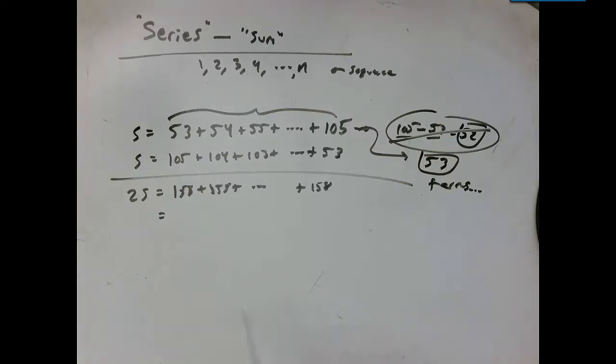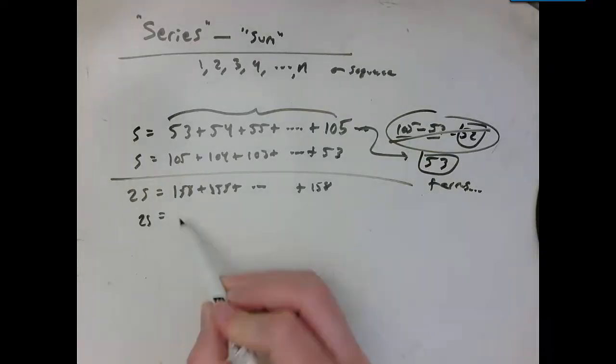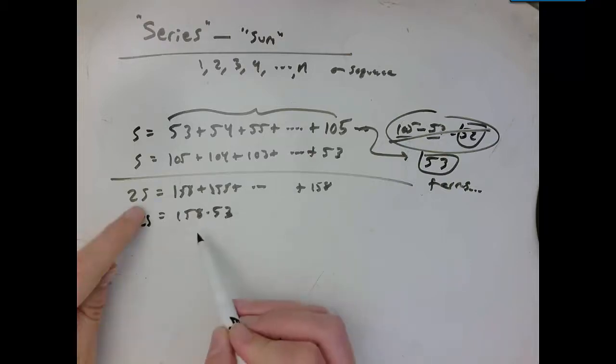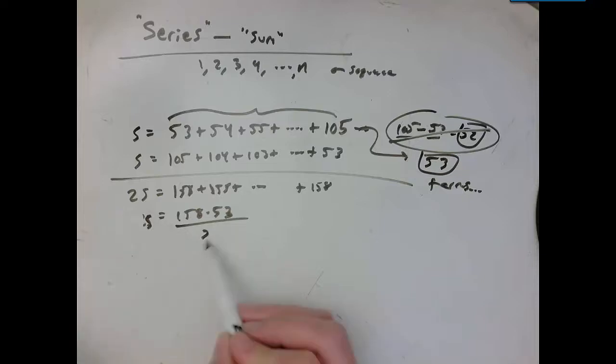All right, so what does that give me? I've got 158 53 times. I'll divide both sides by 2, and so now I know what S is. S is 158 times 53 divided by 2. So that's one way you could have done it. Let's do it a different way.